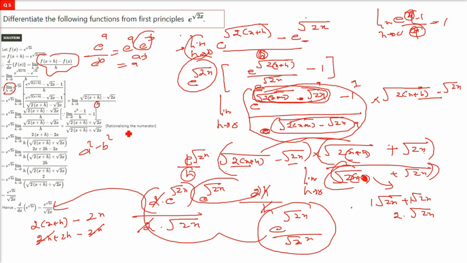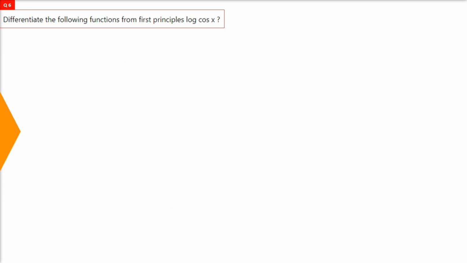On the left, step by step, is how you have to do it in your examination, how you have to write in your text or copy. The understanding of the logic I gave you on the right. And you have to write everything, like rationalizing the numerator. So what I am speaking, you have to write.